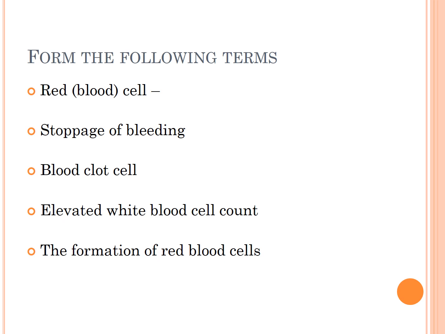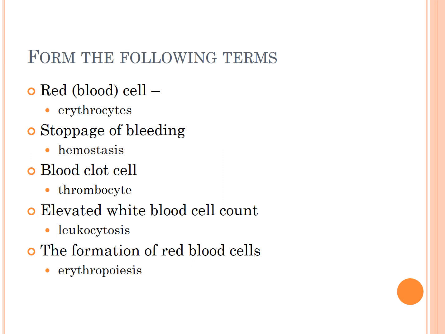Red blood cells, also known as erythrocytes. Stoppage of bleeding, hemostasis. Blood clot cell, thrombocyte, normally known as platelet. An elevated white blood cell count is known as leukocytosis, and the formation of red blood cells, erythropoiesis.